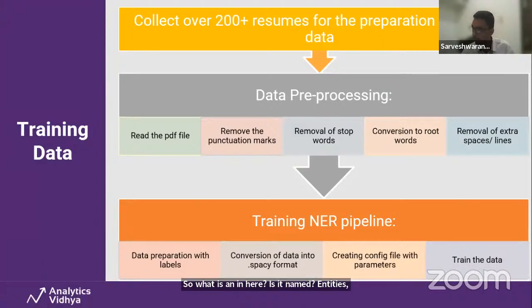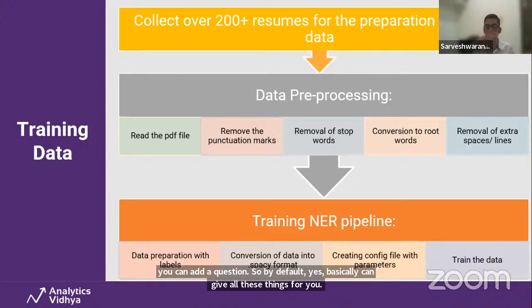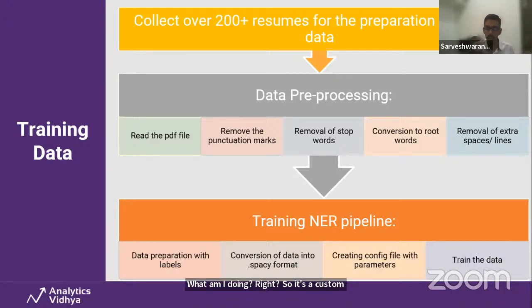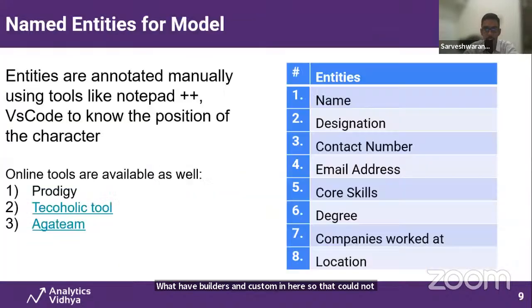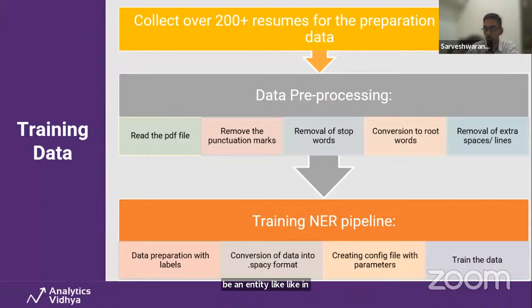So what is a named entity? By default, Spacy is going to give you a named entity. Right? So by default, Spacy can give all these things for you. What am I doing? It's a custom NER. What I've built is a custom NER. So that could be an entity like a core skill, an email address or a contact number. Spacy may not know what an email address is. There will be a set of entities by default in Spacy. It's generic. And what we are going to do is a custom NER. So that's the difference here.